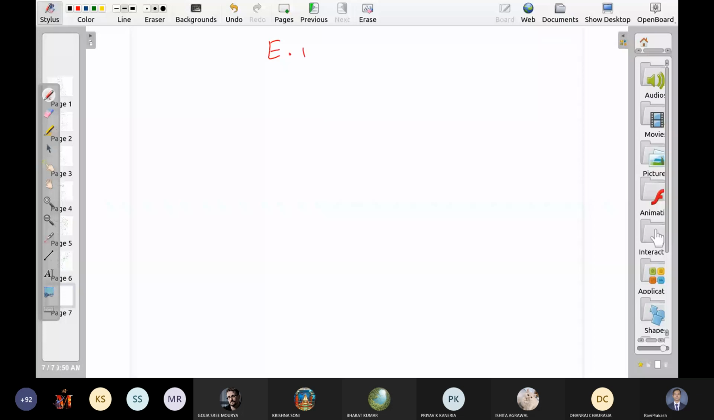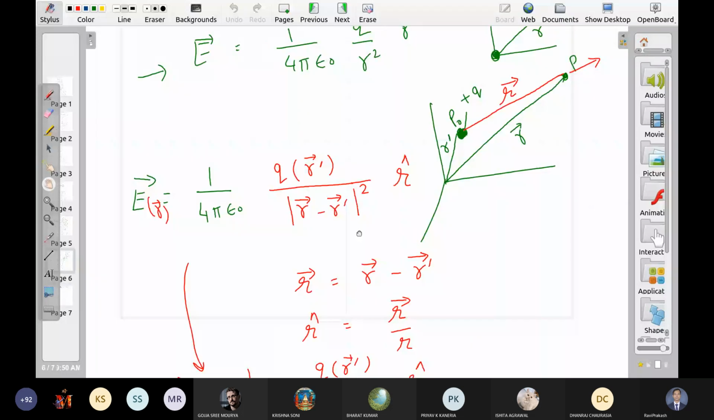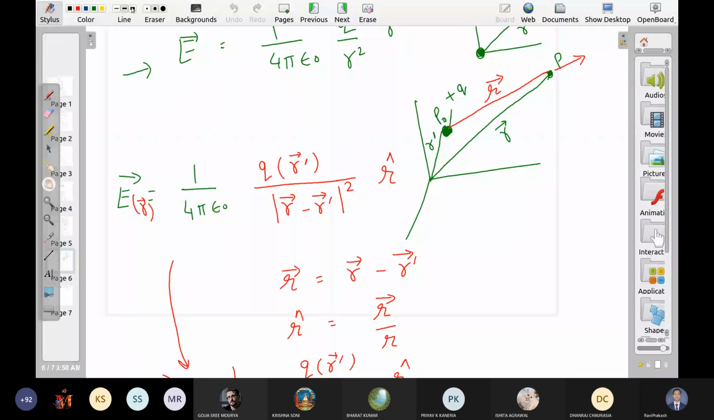Sir, in that previous page, why that r cap is r? You have denoted something. Can you show? You mean about this line? Why this r prime bar is coming, sir? R prime vector is coming from. You mean this? Yes, sir. Okay. Let me explain this part, then it will be very clear to you.